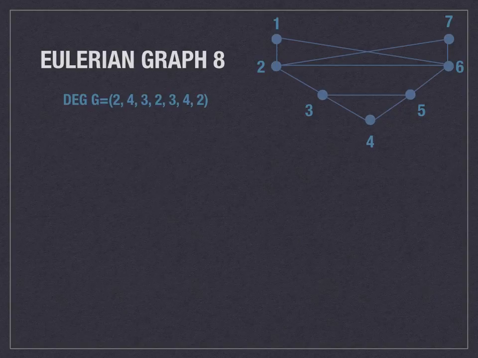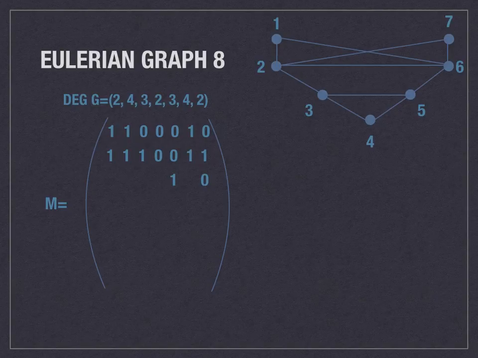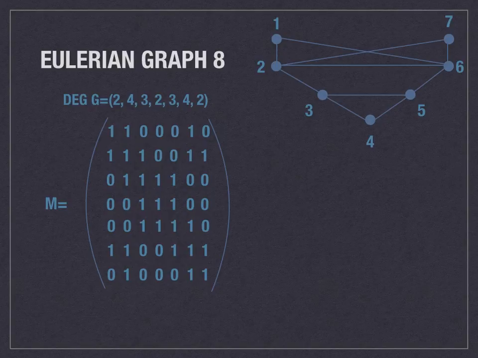Okay, so the degree sequence would be 2, 4, 3, 2, 3, 4, 2. And again, you get that from counting the edges connected to each vertex. The adjacency matrix is as follows. Yeah, so pretty much very easy to follow.